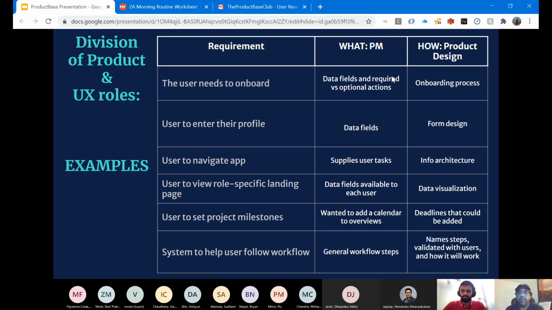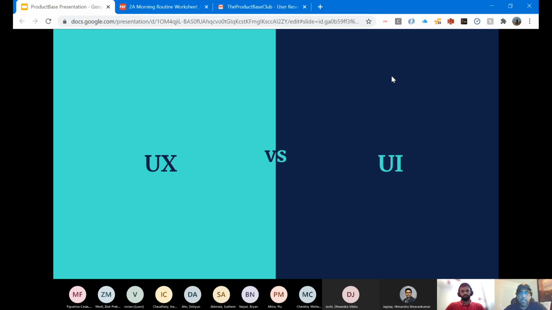So there's a lot of these choices where the PM comes in with a point of view, the designer comes in with a point of view, and it needs to be reconciled and tested to see which one actually works versus not. So that's something to keep in mind whenever you think about the division of roles between product and user experience.